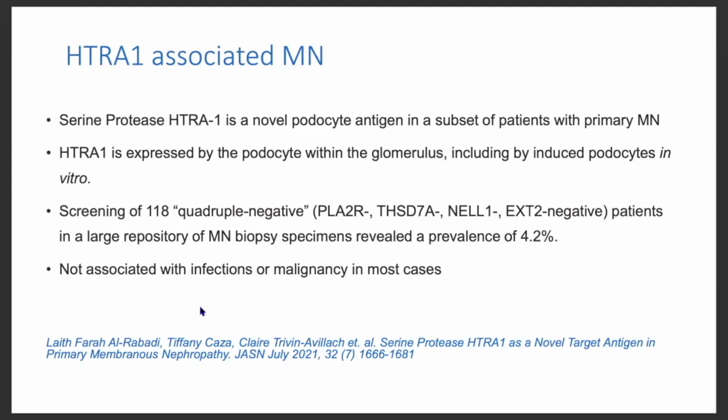So we have HTRA1, with which there is no real clinical association at this point of time. These were discovered when they started doing mass spec on the quadruple-negative cases. At one point of time, we had only 4 antigens. Whatever was negative for those 4 antigens was subjected to mass spec and other bioinformatic platforms, and HTRA1 was discovered. As we see more and more cases, we will probably start recognizing more clinical associations with these target antigens. The first step is conquered: we know the target antigens. Now we just need to collect more cases and get more experience to identify the clinical spectrum associated with these.